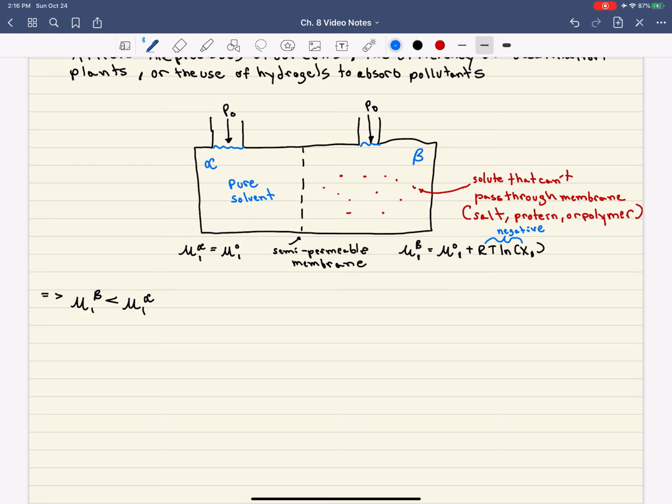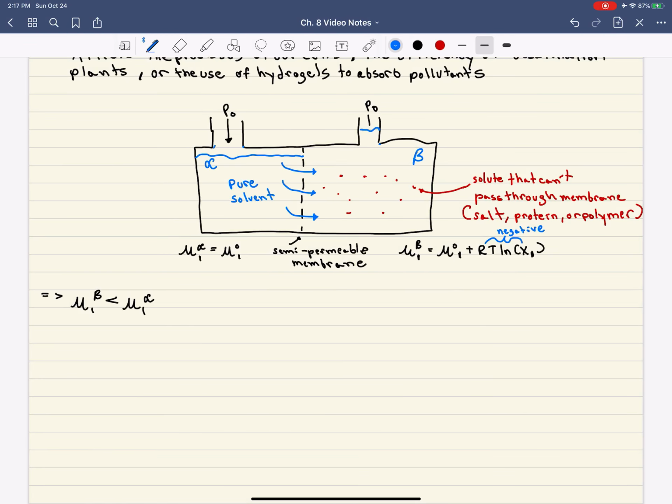And so what ends up happening is if the solute can't move to the alpha compartment, what we're going to see is that the pure solvent is just going to move to the beta compartment. So we start to see pure solvent flow this way, from the alpha compartment to the beta compartment, because it's trying to equalize out those two chemical potentials. Okay? And so as a result of that, the liquid levels between the two compartments will start to change. The liquid level in the alpha compartment slightly decreases, and the liquid level in the beta compartment increases.